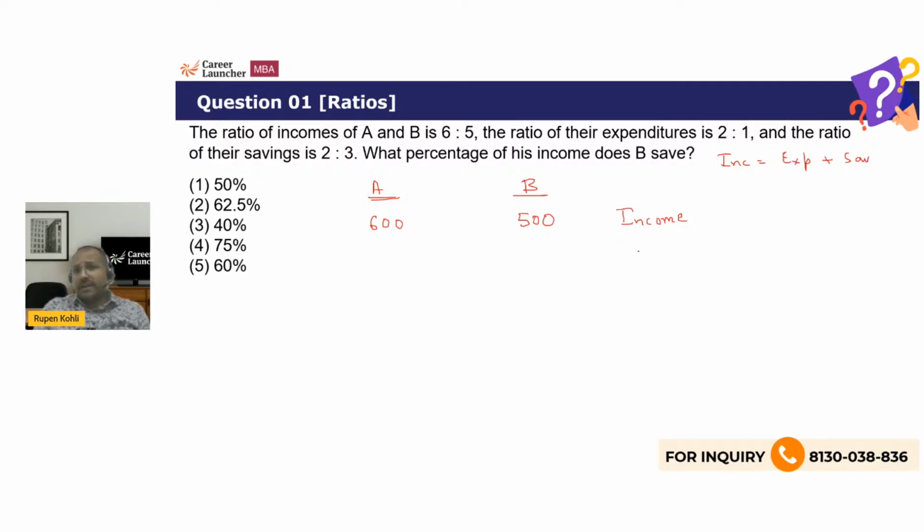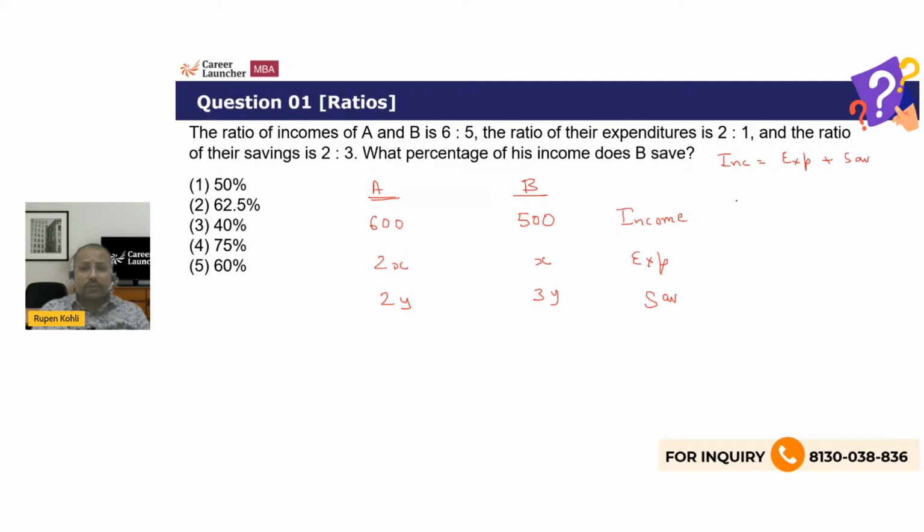So their expense is in the ratio of 2:1. So expense of A is twice that of B. If this expense is X, then this expense is 2X. And the ratio of their savings is 2:3, so 2Y, 3Y. And then we can apply the equation that income is expense plus savings. That should give us the values of X and Y, and hence we can find the percentage of his income that B saves.